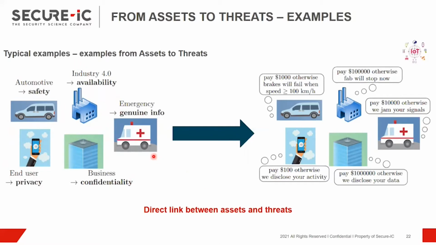And associated with that, you can have a potential threat. It means the brake can fail in your car. It can be hacked by a hacker in your car, for example, if you don't pay. Some data or activity can be disclosed to corrupt the privacy or the confidentiality point. The fab can be stopped if you don't pay. Here, the idea is to threaten the availability asset.